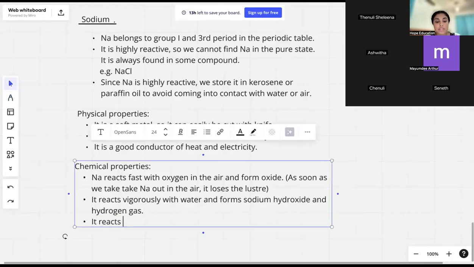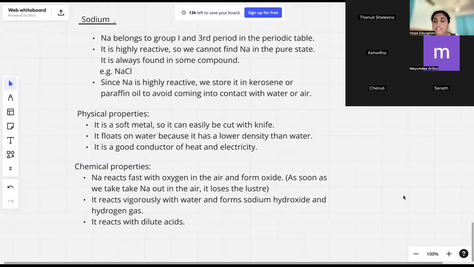it reacts with dilute acids. Have you all heard about acids? Yes. So acids are actually in your lab also. I'm sure in your school, I don't know whether you have visited the lab. There are acids kept in bottles in the lab, right? So acids are actually a bit like a strong liquid.